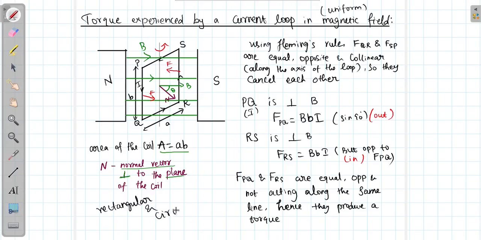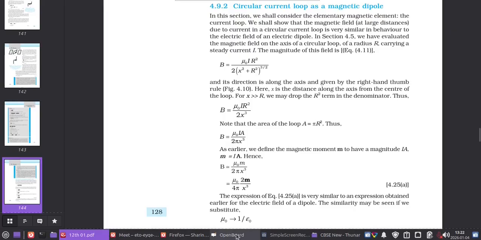Both rectangular and circular loops will experience torque. There is no difference. Current loop as magnetic dipole.